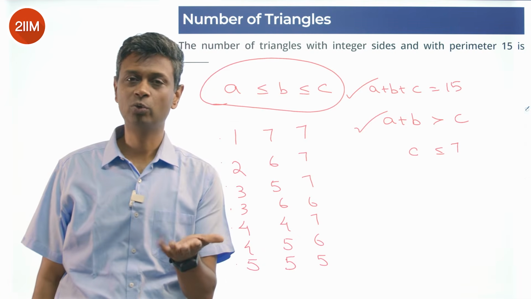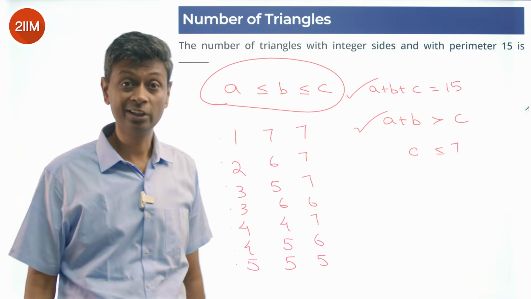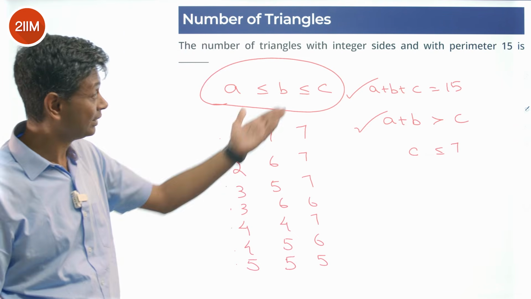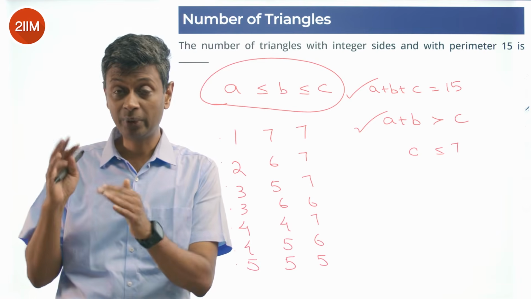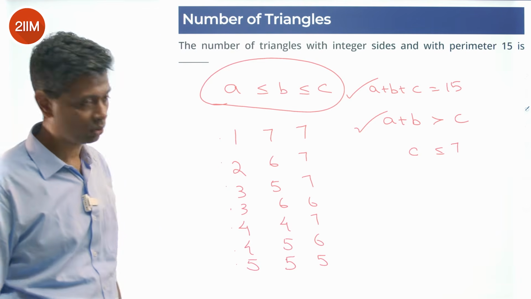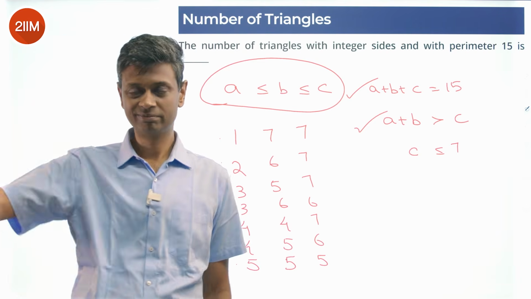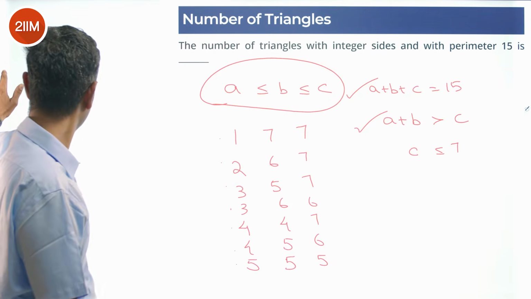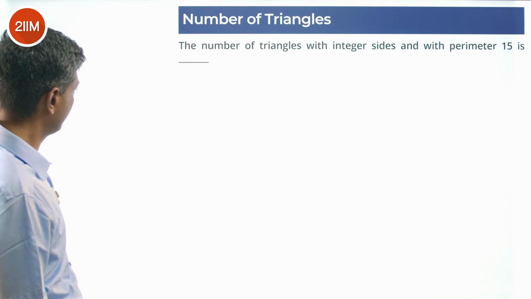Put A equal to 1, 2, 3, 4, 5. A less than or equal to B less than or equal to C. A cannot be more than 5. 6 plus 6 plus 6 is 18. So perimeter is 15. The maximum value A can take is 5. A can take values 1, 2, 3, 4, 5. For each value of A, slowly think about B and C.